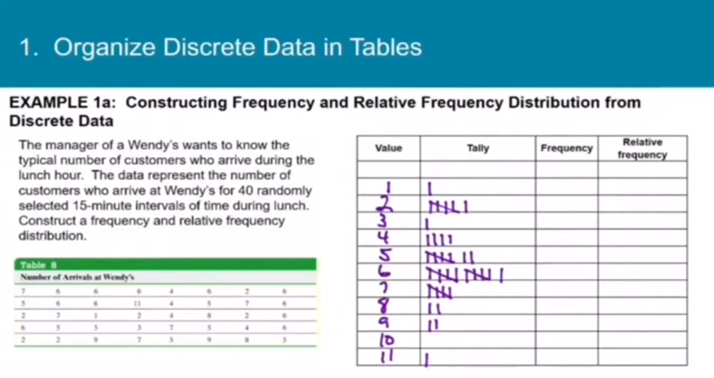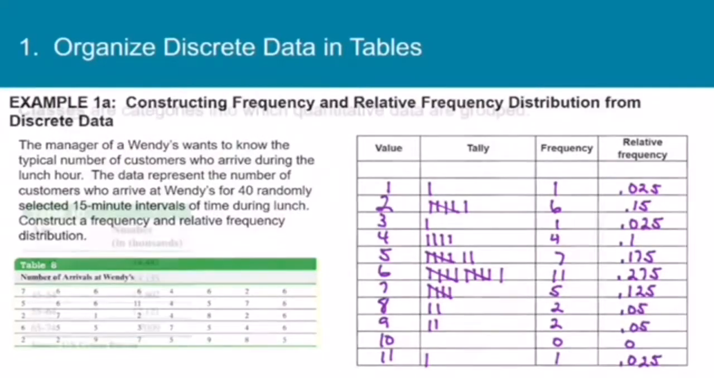Okay, now let's tally up our frequencies. So for the first one we have 1. And then for the value 2, we have 6 occurrences, and then we have 1, and you can tally up all the way down. You should end up with 11 occurrences of the 6 and 0 occurrences of 10. And now let's calculate relative frequency for each of these. There are 40 numbers here, so we'll take each value and divide by 40. 1 divided by 40 will be 0.025. 6 divided by 40 is 0.15, and then I'll let you fill in the rest.